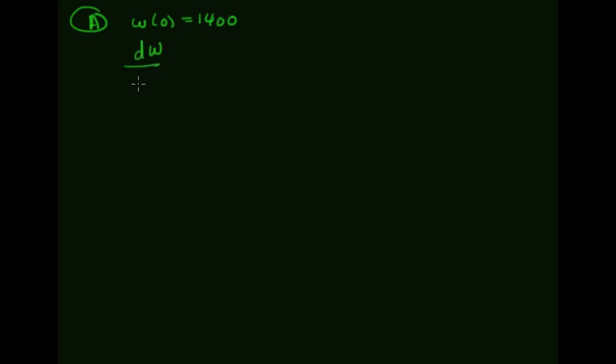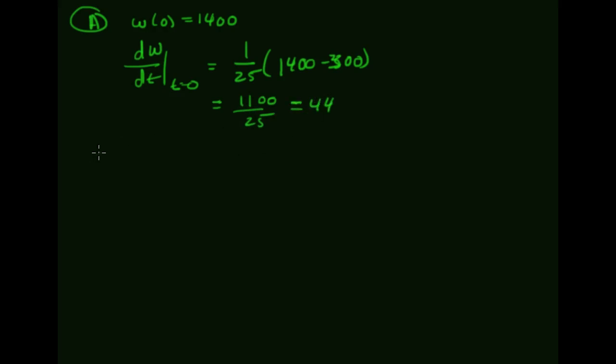The derivative at time t equals 0 is going to be 1/25 times 1,400 minus 300, because W when t is 0 is 1,400. So this is 1,100 over 25, which is 44. So W minus 1,400 should be 44 times t minus 0, which means W at time t is 44t plus 1,400 is my linear approximation.